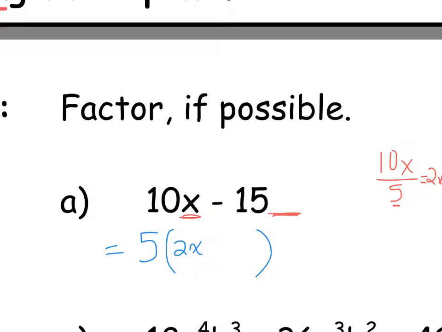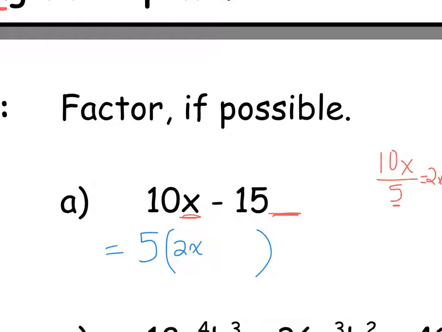And I can always go back and check it to see if I get what I started with. So 5 times 2x, I know gives me 10x. And so that tells me that I've pulled it out properly. Let's get rid of that. All right, so let's keep going then.